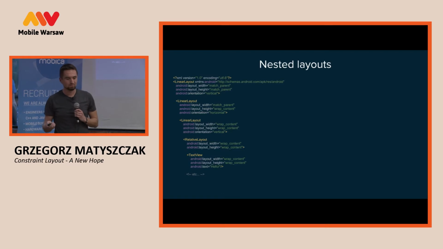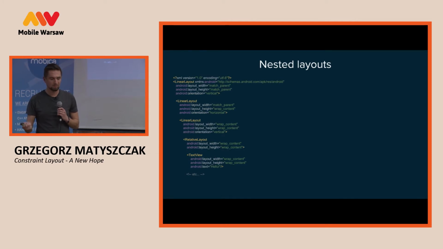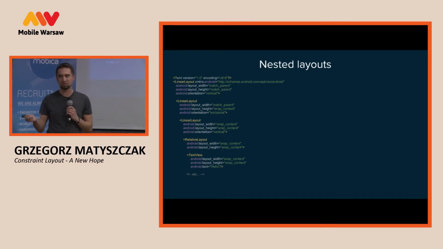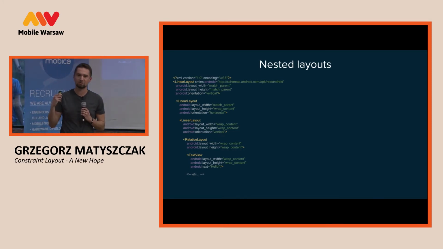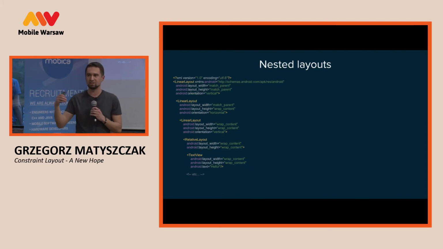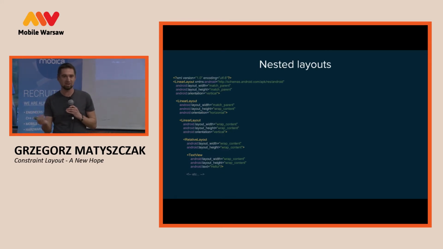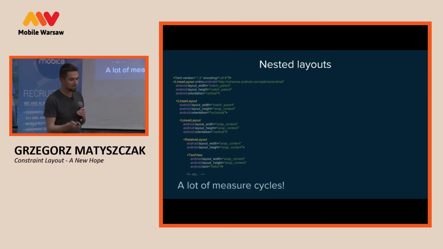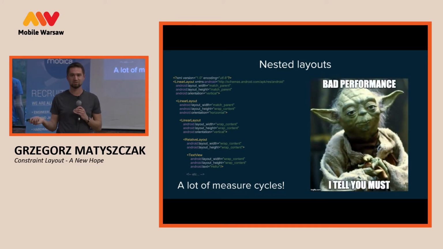So, nesting. As we know, there are measure cycles in each view group. What does it mean? In this process, the layout is measuring all its children. For example, if we use a linear layout with weights, it always has 2 measure cycles. If we use relative layout, it also always has 2 measure cycles. So if we nest one in each other, the number of measure cycles will be just multiplied, and it's going to be a lot of measures. And I need to tell you that it's not good for performance.